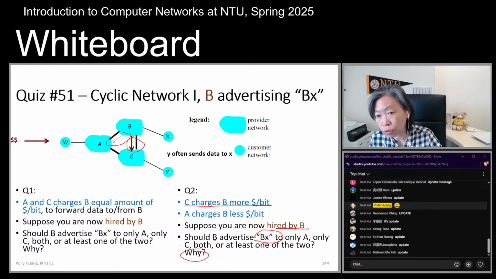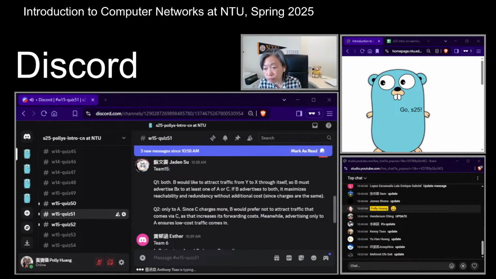All right, so let's go to the Discord space, quiz 51. I see some of you have already typed up some answers. Guys, how about 4 minutes? This one is slightly less straightforward. Okay, so 4 minutes.